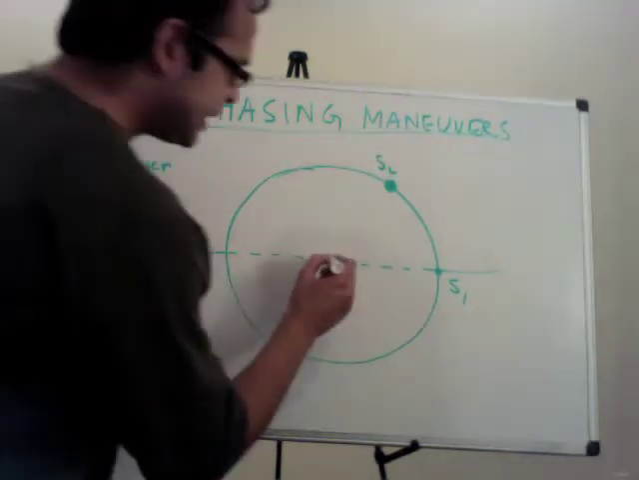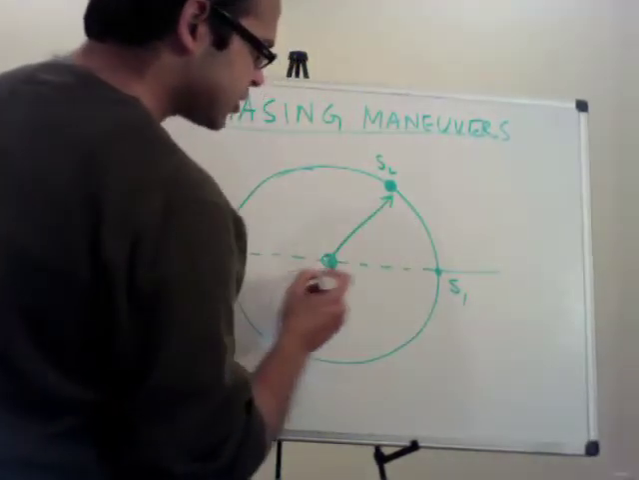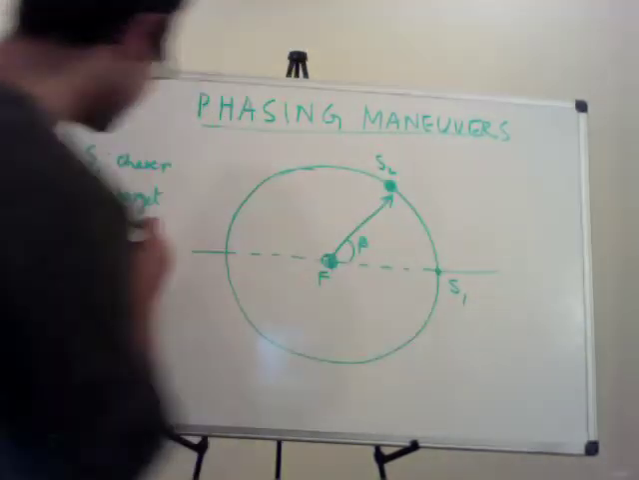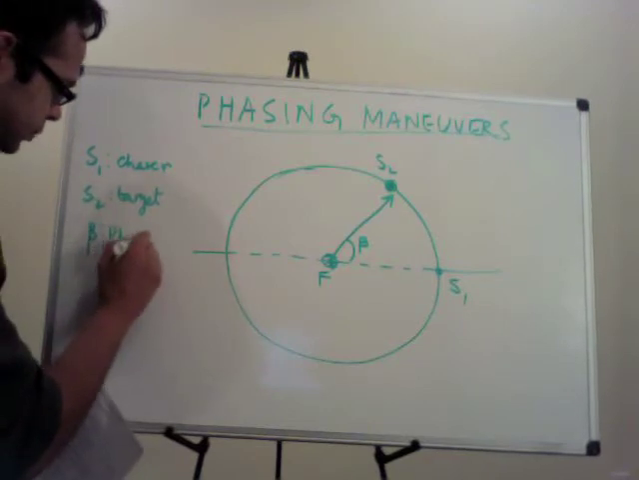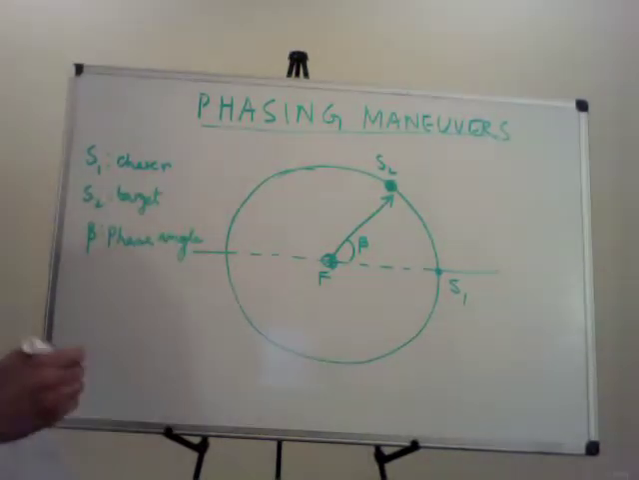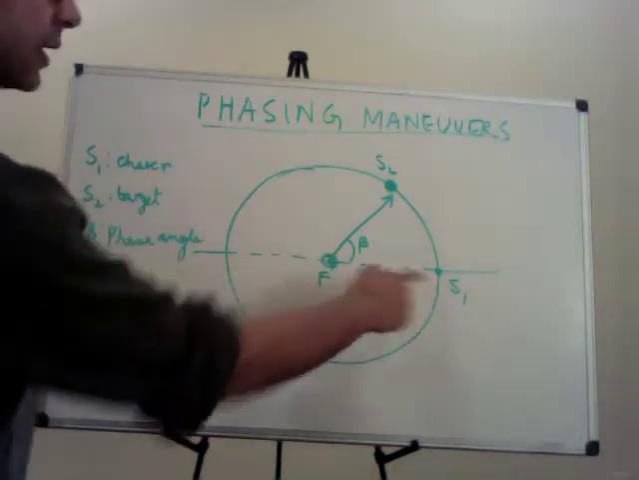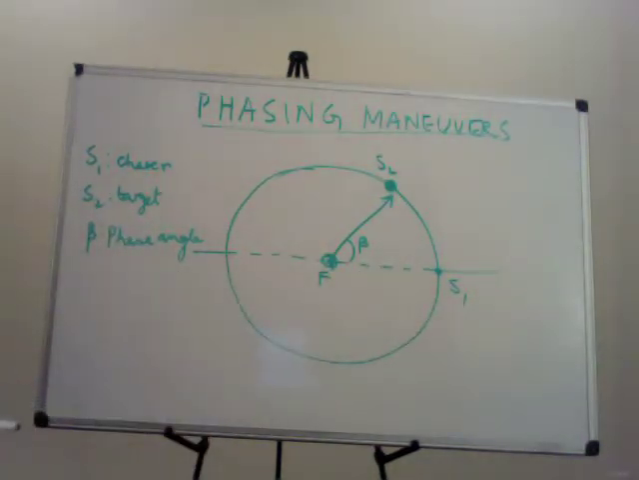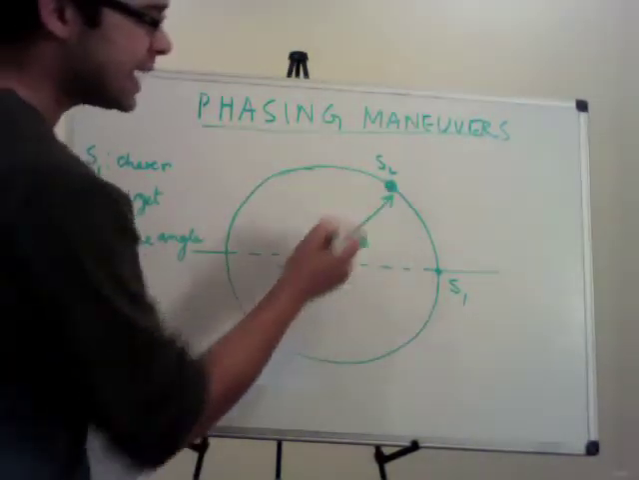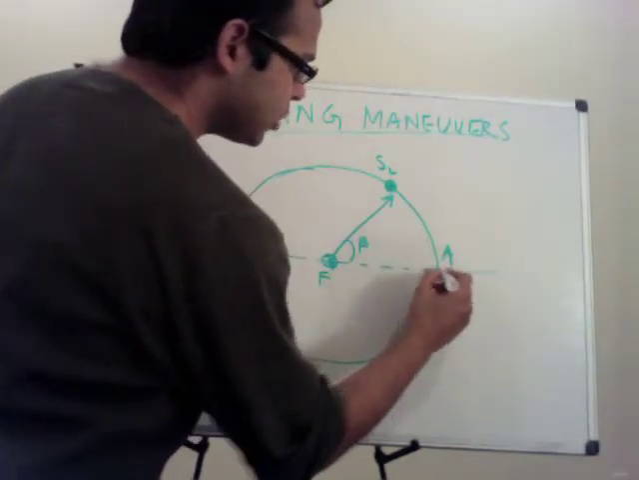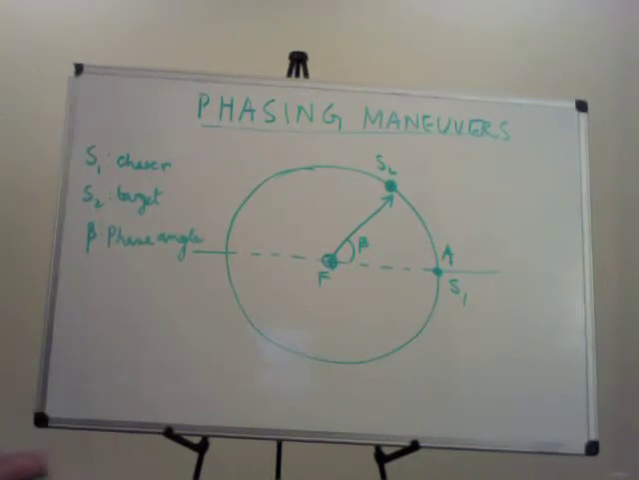As you can see, the spacecraft S2 leads spacecraft S1 by a phase angle beta. Okay, so beta is a phase angle, and S2 is leading. The objective of this maneuver is simple enough. S1 is the one that is chasing, so we need to do something to S1 so that it rendezvous with S2 at point A. This point A is where the rendezvous takes place between S1 and S2. So we need to change the orbit of S1 so that it comes and meets S2 at point A.